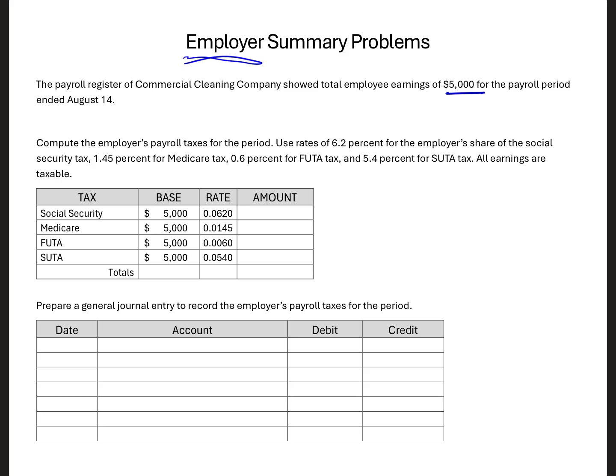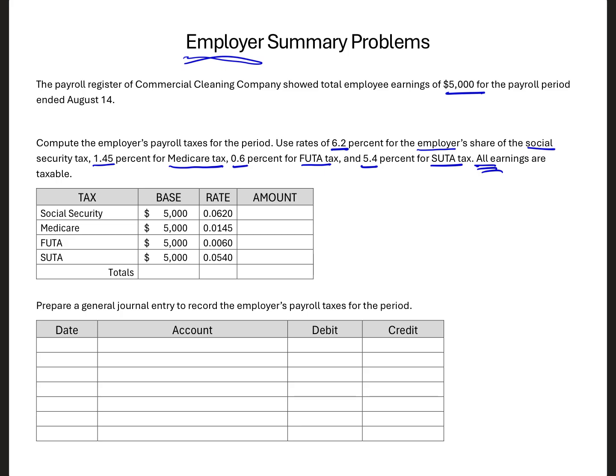And these are, again, a lot of the same payroll taxes we calculated last chapter, but this time it's the other half that's the employer's sole responsibility. So we're looking at 6.2% for the employer's share of Social Security and 1.45% on Medicare, 0.6% as a federal unemployment tax, and 5.4% for state unemployment tax. And it's assuming that all of these earnings are taxable for the employer.